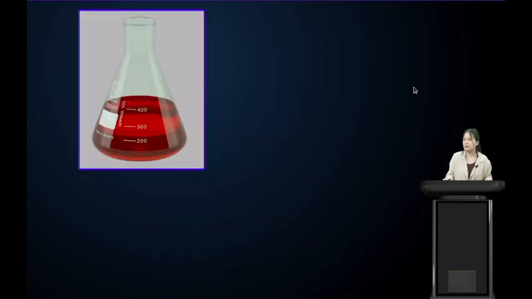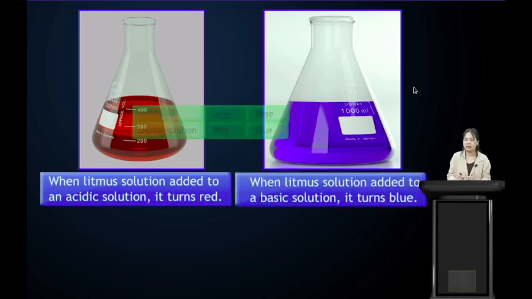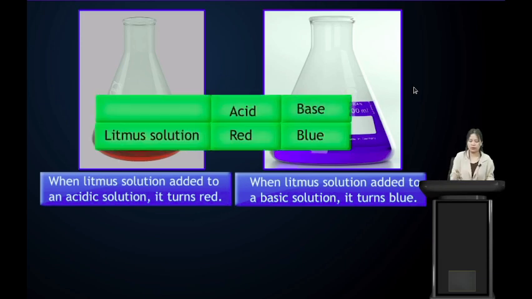So let us see what happens. When litmus solution is added to an acidic solution, it turns red. So take a solution and add some drops of litmus solution. If the solution turns red, it means acid is present in this solution. This solution is acidic. When litmus solution is added to a solution and it turns blue, it means that this is a base, or a basic solution. So litmus solution turns red in acid and blue in base. By identifying this color change, we can identify whether the given substance is acid or base.